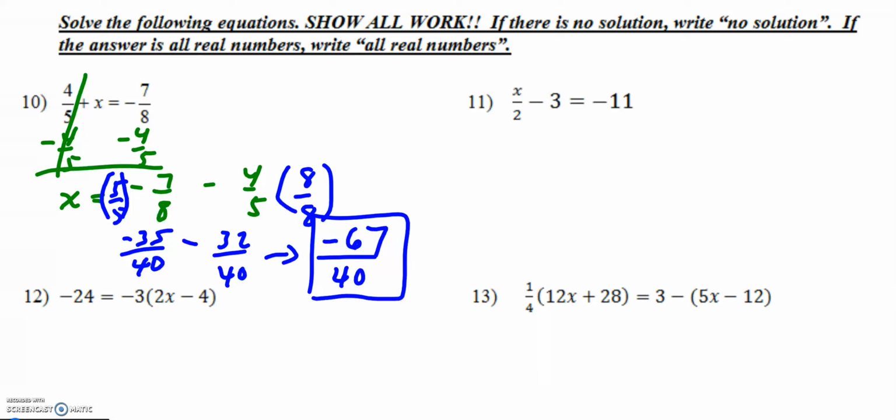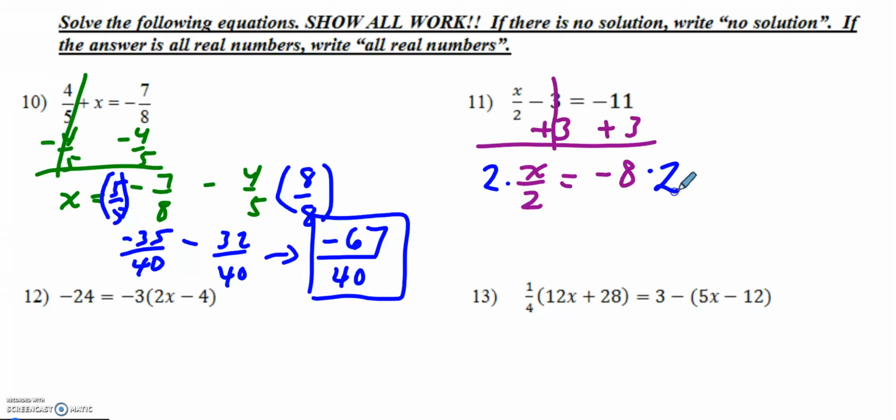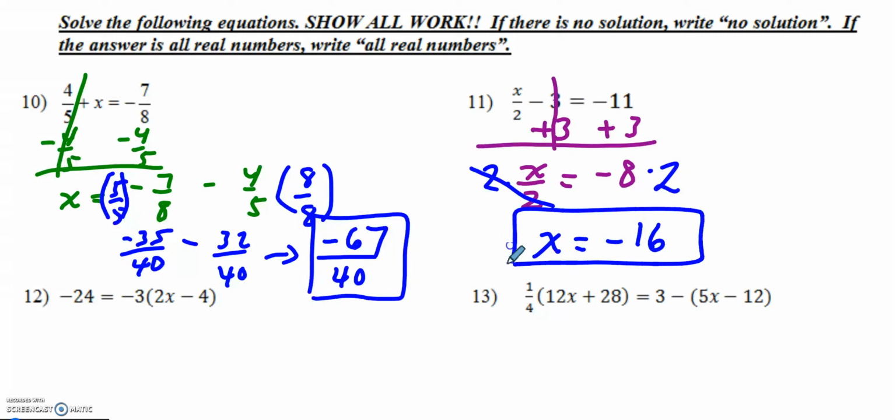Number 11, my goal is to get x alone. And so the number that's on the same side but not attached to x is the 3. So I'd have to do the inverse and add 3 first. So I'd have x divided by 2 equals -8. Then if I want to get 2 to the other side, it's being divided. So I'd have to multiply both sides by 2. So my final answer would be x equals -16.